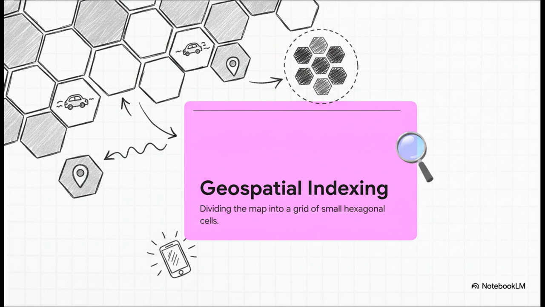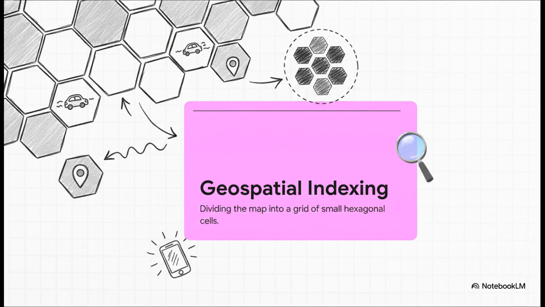So the system doesn't save those exact coordinates for the search process. Instead, it converts that messy location into a simple, clean cell ID. It just says, driver A is currently in cell 402. When you request a ride, your location is also converted into a cell ID.